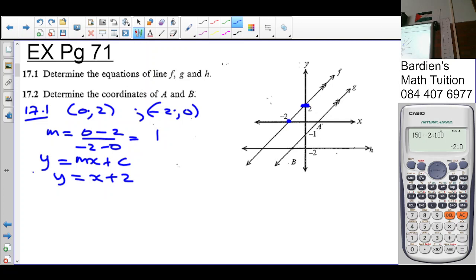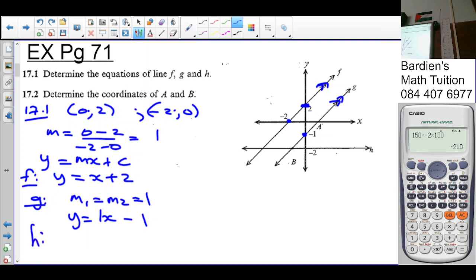Just hang on. This is now F. Now G is this line here, not so? Well, those lines are parallel. What do we know? Gradients are the same. So if the gradients are the same, m1 is equal to m2, which is equal to, what's the gradient of F? 1. So what's the gradient of G? Also 1. So y is equal to 1x plus c, and what's your c value on G? Negative 1.